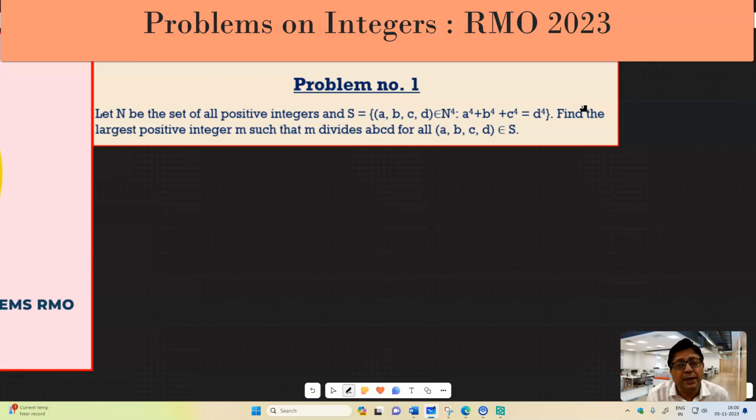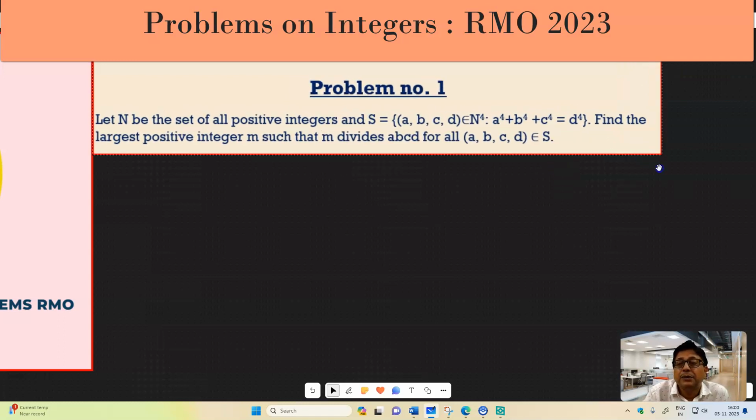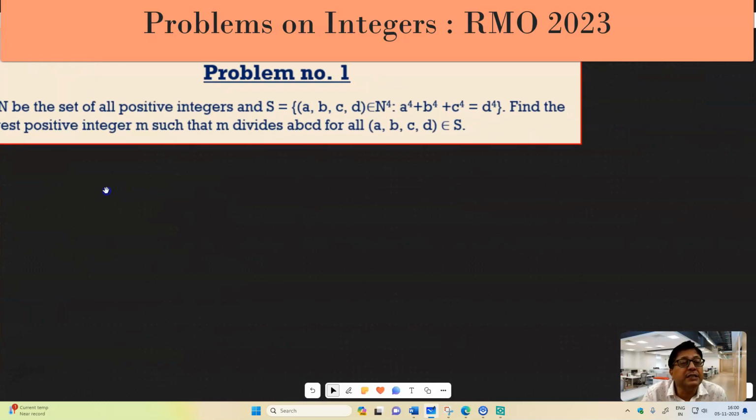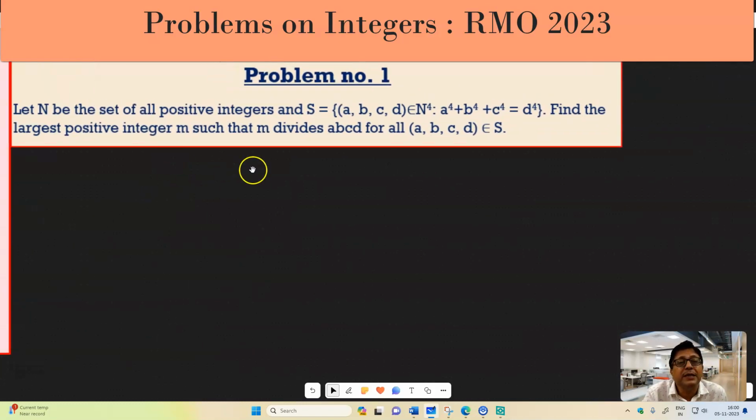Now, you have to see the condition given here. A, B, C, D chosen from the set of natural numbers, and the condition given: A to the power 4 plus B to the power 4 plus C to the power 4 equal to D to the power 4. Now, the problem is to find the largest positive integer m such that m divides ABCD for all A, B, C, D belonging to S. For all, note this statement.